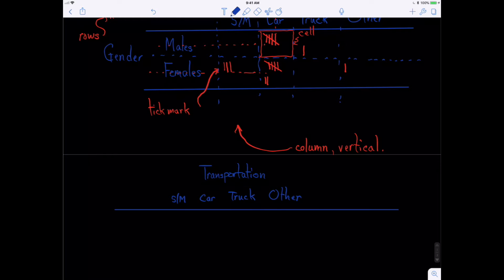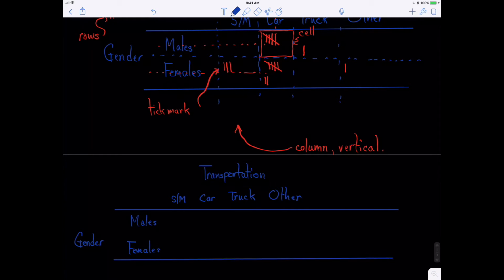And then let's make our next one. We have males. So for our gender over here, we have males and females. I'm going to put a line under here.